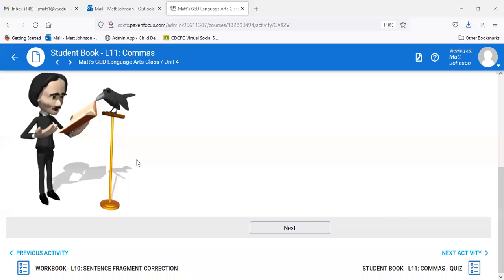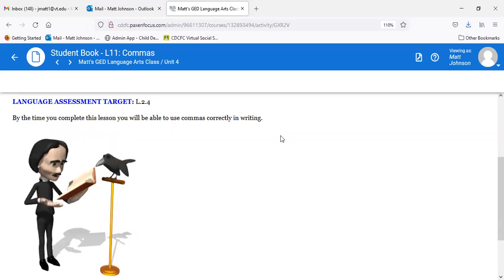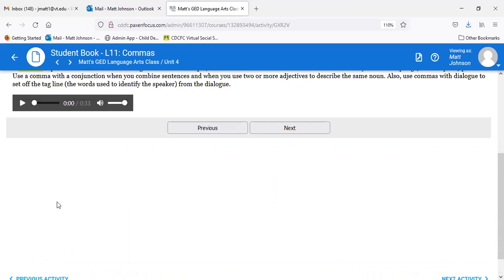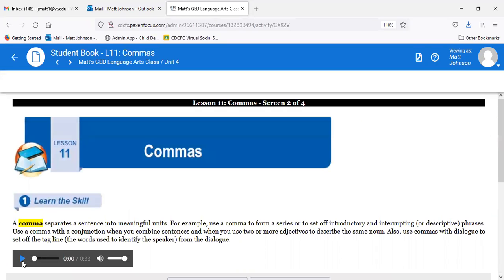Yeah, so today we'll start with commas, lesson 11. By the time you complete this lesson, you will be able to use commas correctly in writing. So let's take a look. And we got a little audio to start with.